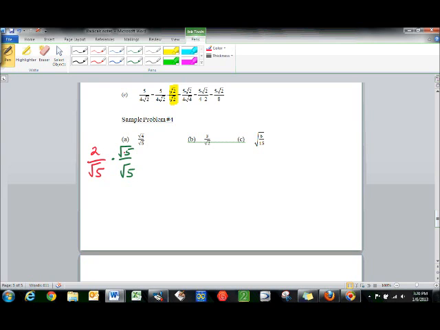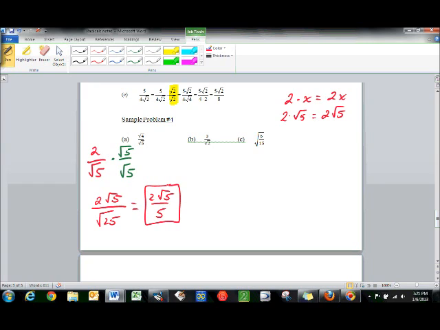So now 2 times the square root of 5. This is kind of like multiplying 2 times x. So if I multiply 2 times x, I would simply get 2x. So 2 times the square root of 5 is simply 2 times the square root of 5. They don't combine together because they're not like terms. So that's going to give me 2 times the square root of 5 over square root of 5 times square root of 5, which is square root of 25, which we know is simply 5. So we've rationalized the denominator using the square root of 5 over the square root of 5. That's a form of 1, and that allows us to simplify this radical.